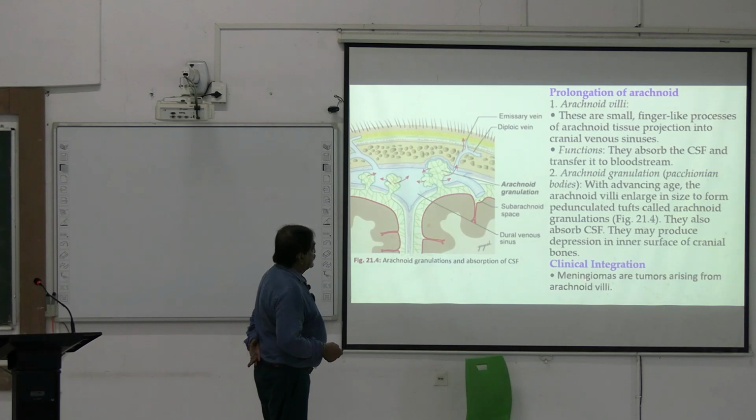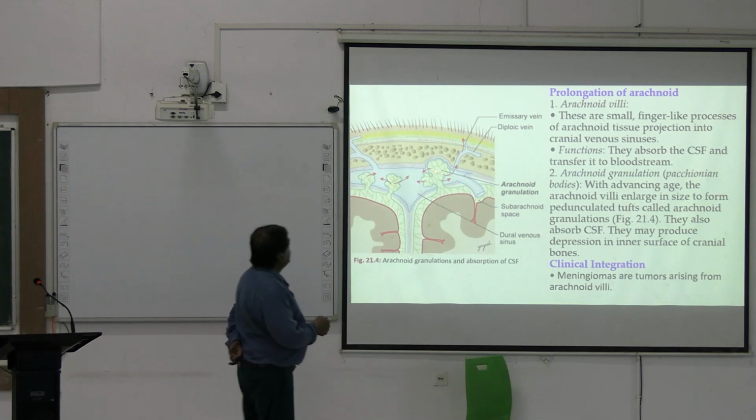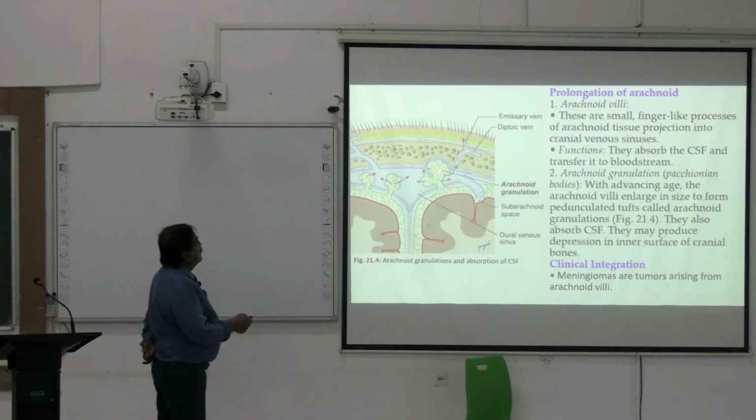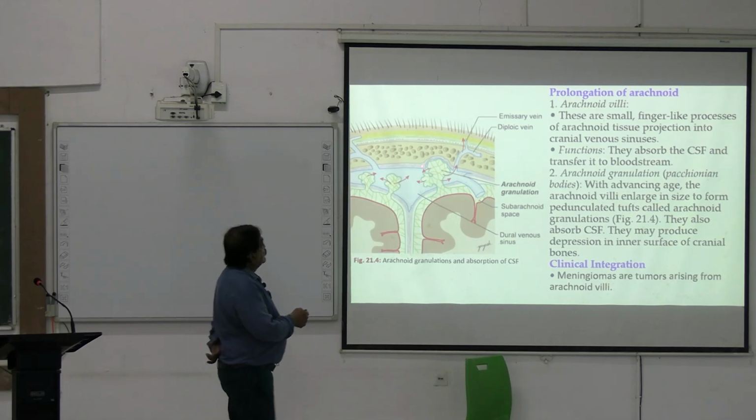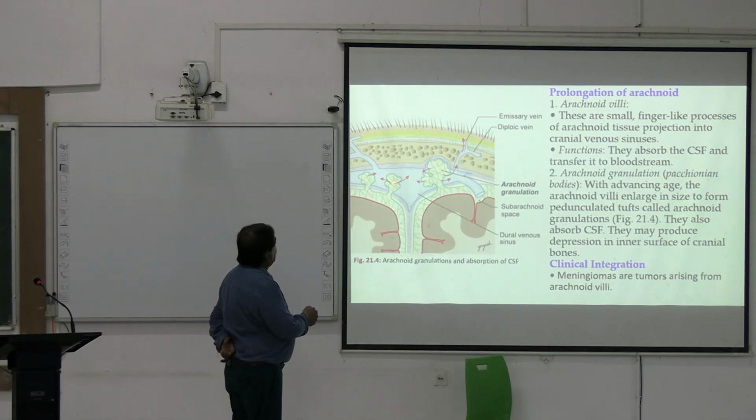Now, clinical integration: meningiomas are tumors arising from the arachnoid villi. These are visible in CT and MRI, but you have to know the normal. These are normal. Now, it is penetrating. Meningiomas are tumors arising from arachnoid villi.